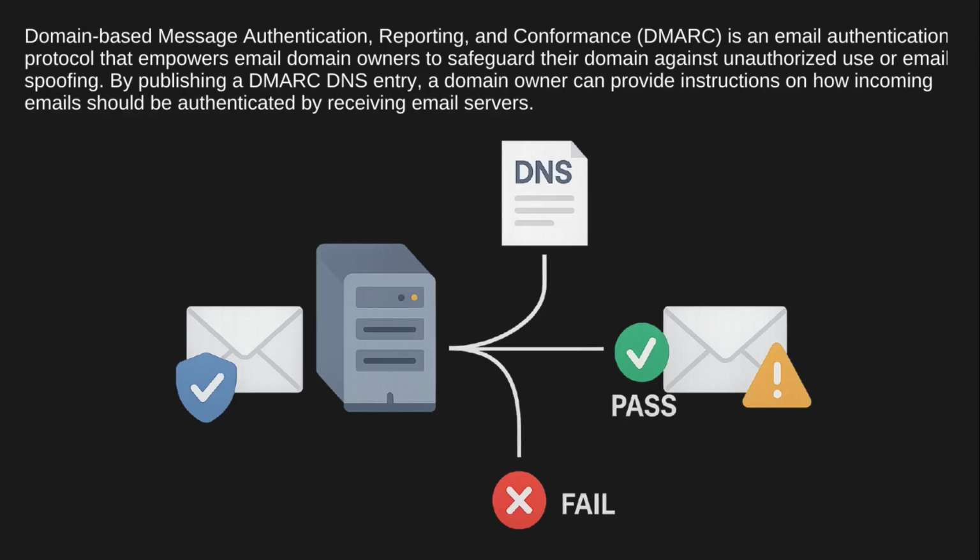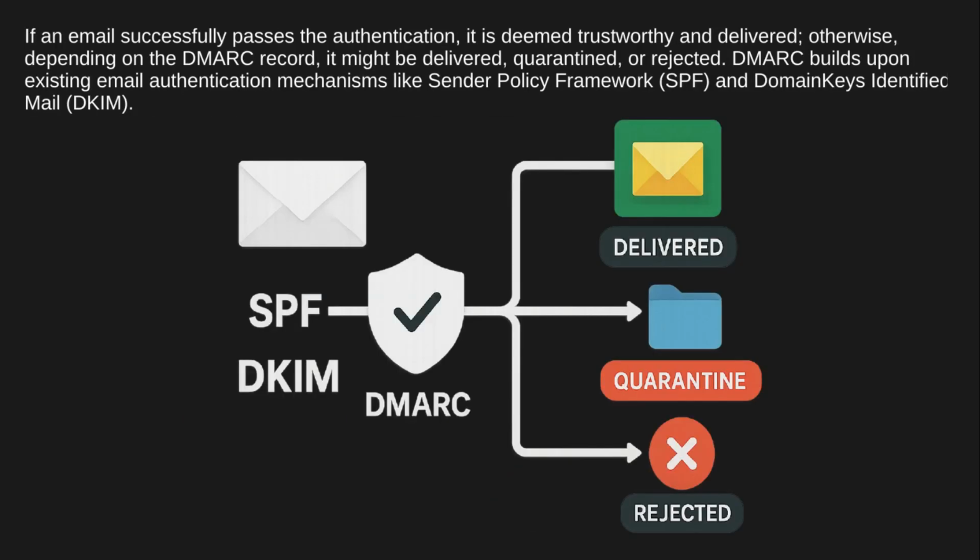Domain-based Message Authentication, Reporting, and Conformance is an email authentication protocol that empowers email domain owners to safeguard their domain against unauthorized use or email spoofing. By publishing a DMARC DNS entry, a domain owner can provide instructions on how incoming emails should be authenticated by receiving email servers. If an email successfully passes the authentication, it is deemed trustworthy and delivered. Otherwise, depending on the DMARC record, it might be delivered, quarantined, or rejected.